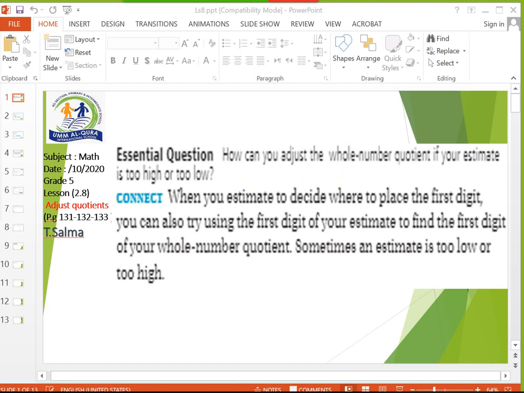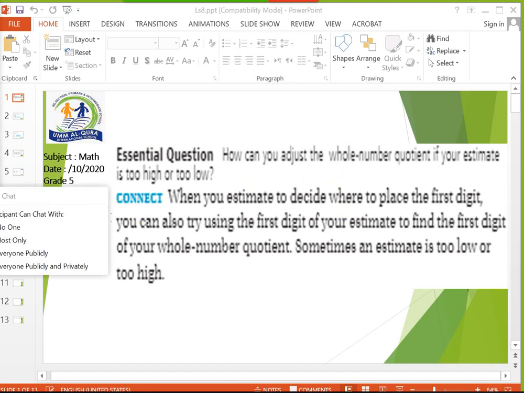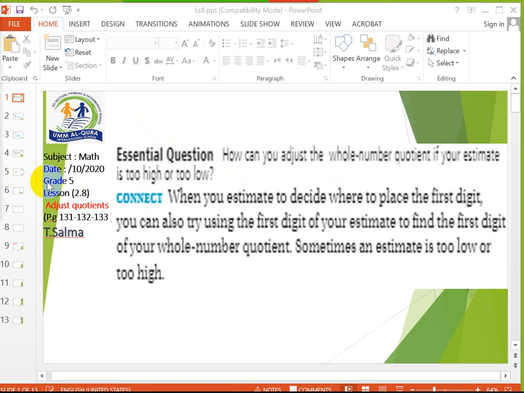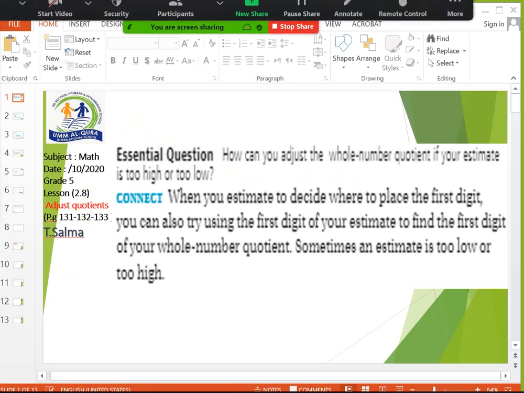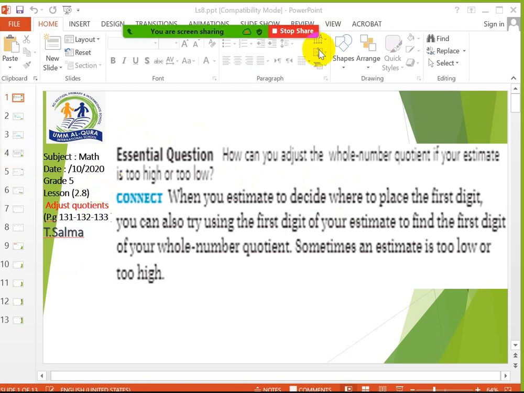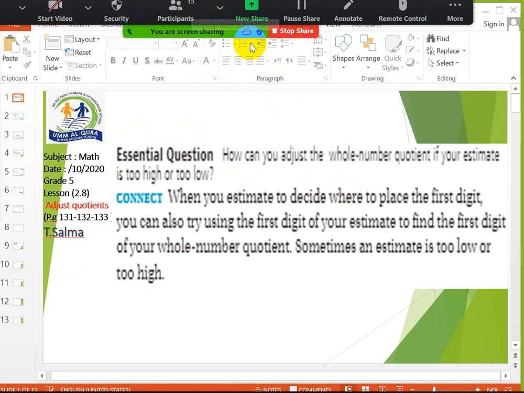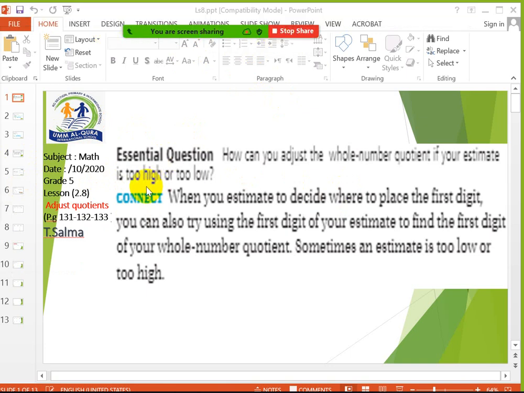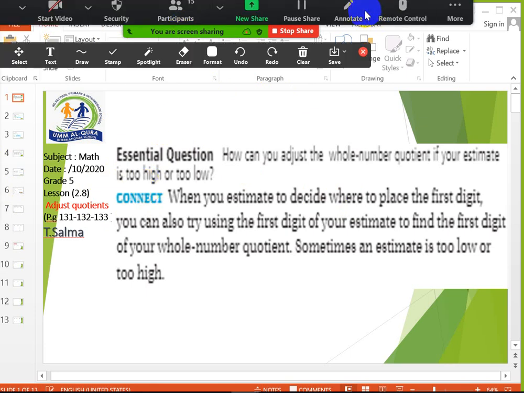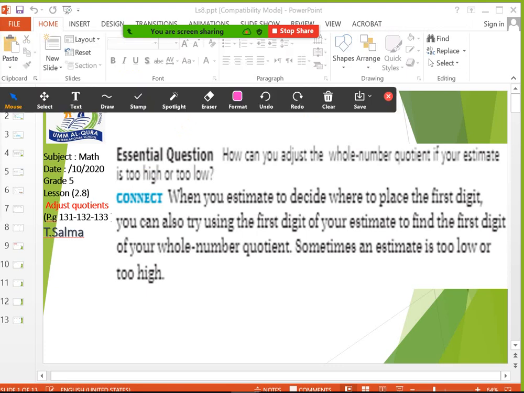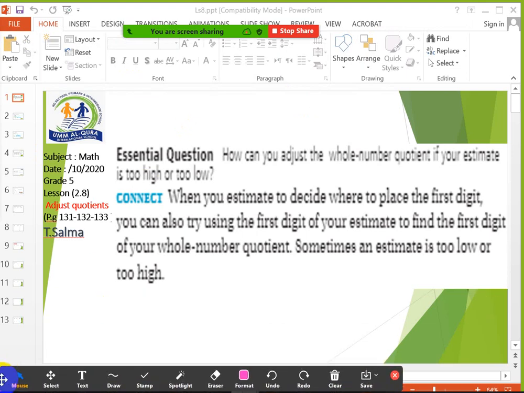Okay, girls. So today our lesson is about adjusting the quotient. What is the meaning of adjusting the quotient? It means today we will talk about the estimate, the estimate step that we make before we find the quotient, to know the first digit in the quotient. So it will help me. So today we will learn how to modify this estimate.